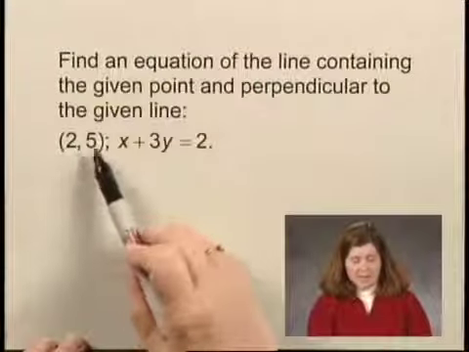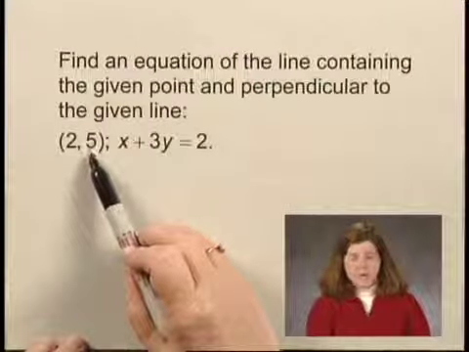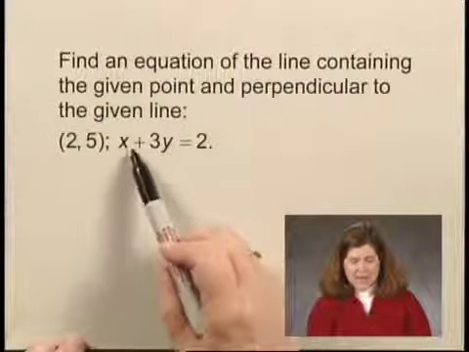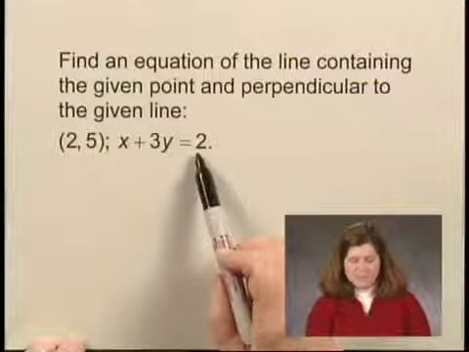In this exercise, we'll find an equation of a line. We're given a point on the line, (2, 5), and we're told that the line we're looking for is perpendicular to the line x + 3y = 2.